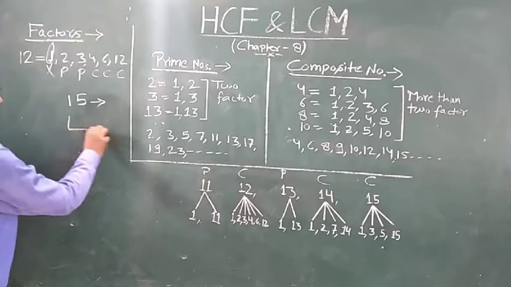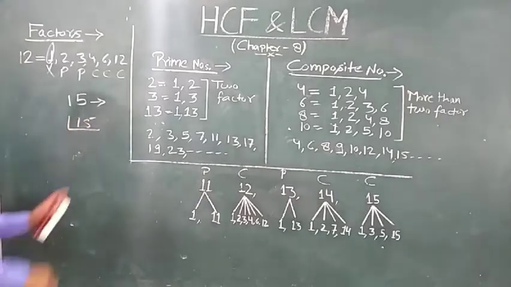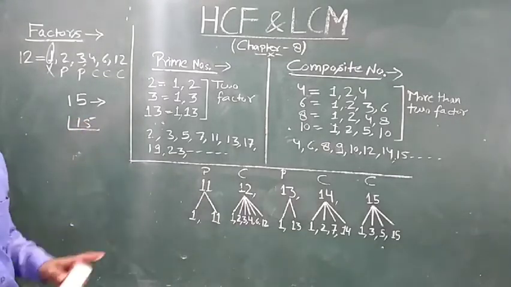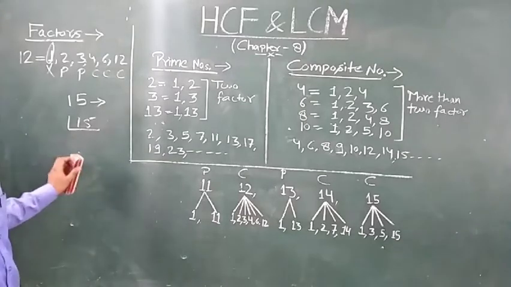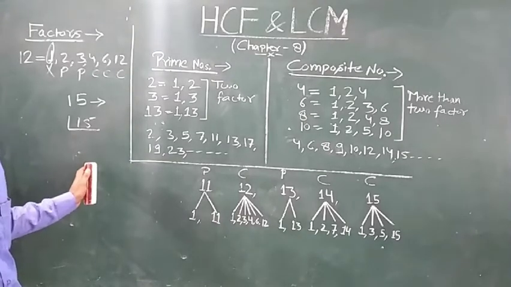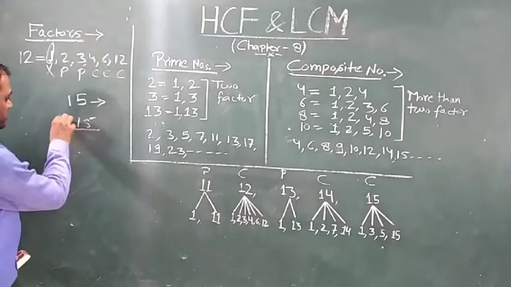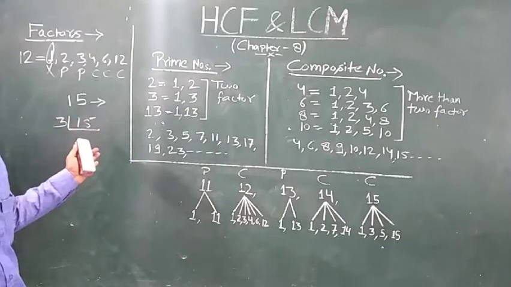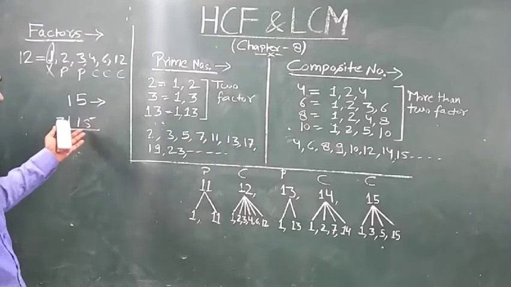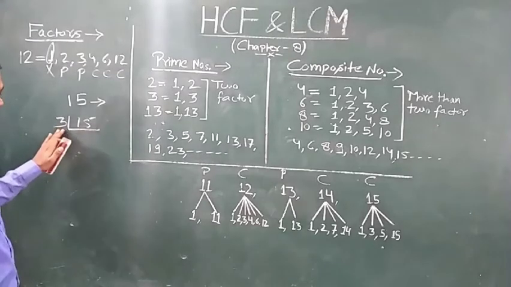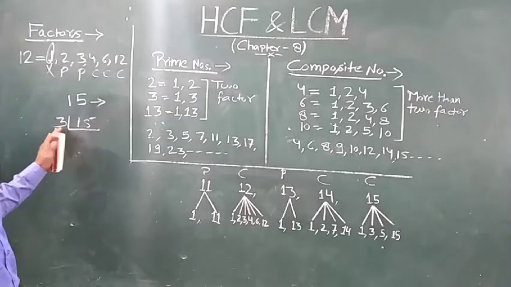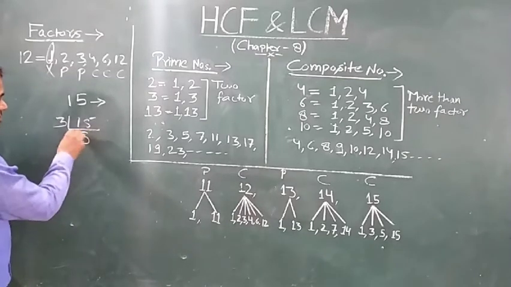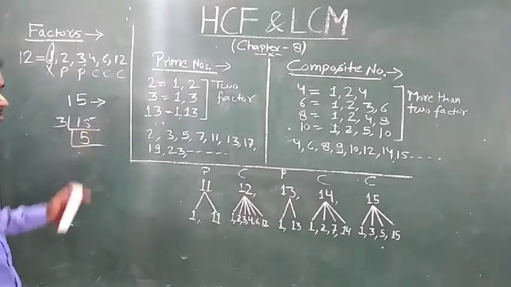Now the 15. It is divisible by 3. I told you we always divide by the smallest number. So it is divisible by the 3. It is not divisible by 2, so we cannot divide it by the 2. That's why we have taken the 3 instead of the 2. That is 3 5s are 15.